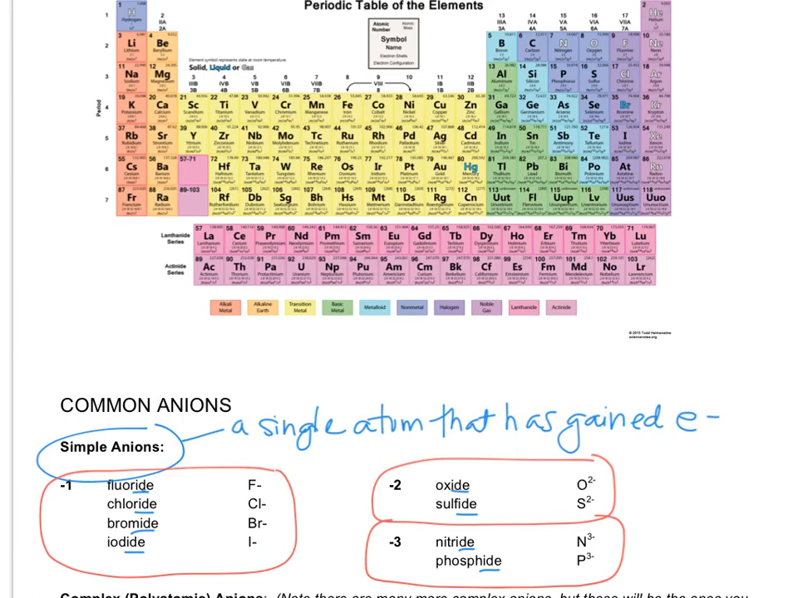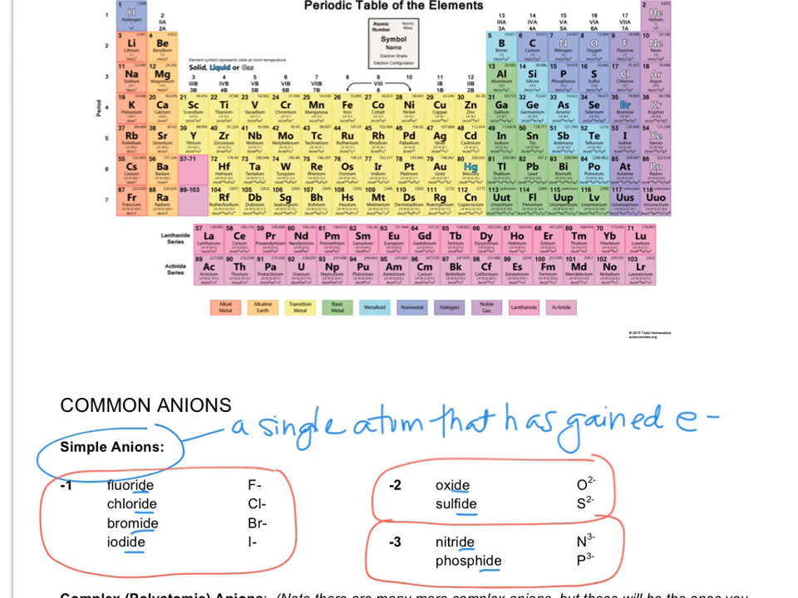Likewise, if we look at the 2- charged ions, they are in group 6A. So things in this group tend to gain 2 electrons. So even though the ion of selenium is not on this list, you might be able to guess that selenium probably gains 2 electrons, and we would call it selenide. Finally, nitride and phosphide come from elements that are in group 5A. So these elements tend to gain 3 electrons, and when they do, we call it nitride or phosphide.